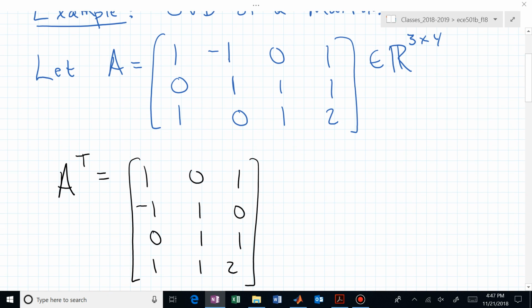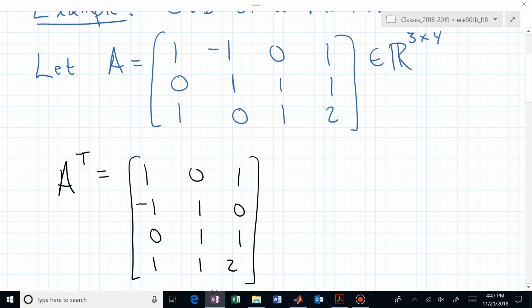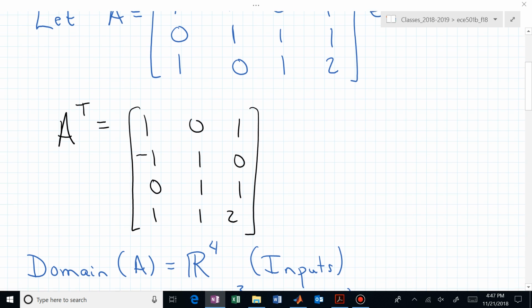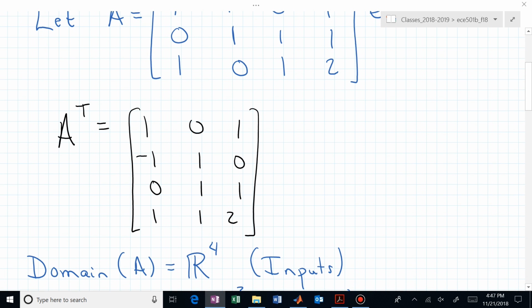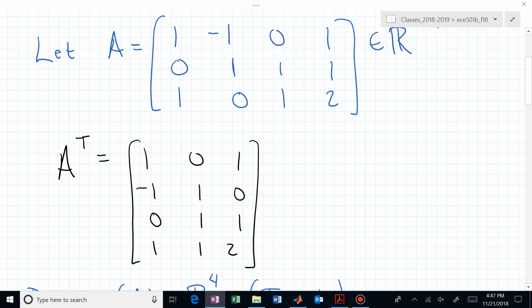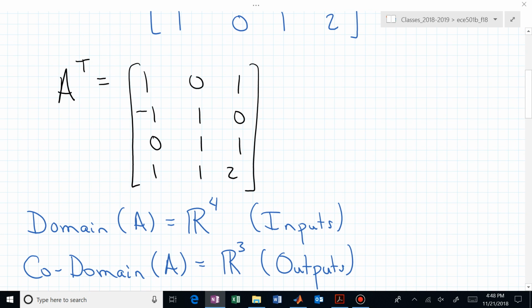And A now has as its domain, what are the input vectors going to look like, where they have to be compatible with A. A has 4 columns, so if we apply A to a vector, the vector that we apply it to has to be 4-dimensional. The domain of A is then R4. Those are our inputs. That produces a 3-vector. Our codomain then is living in R3, and those are our outputs.